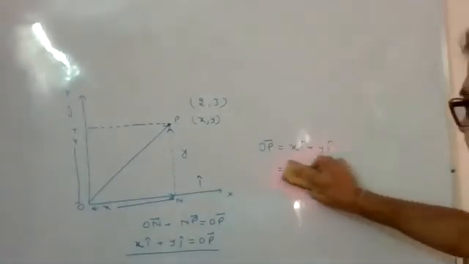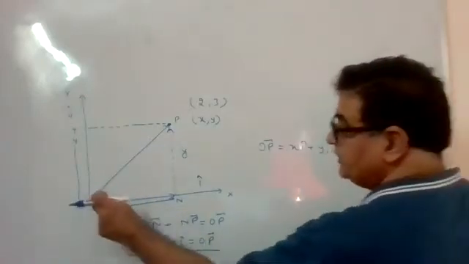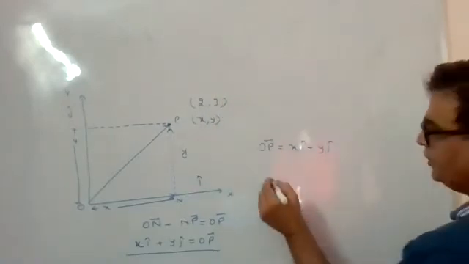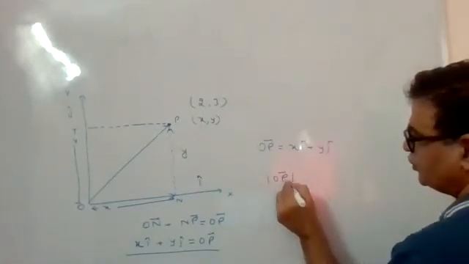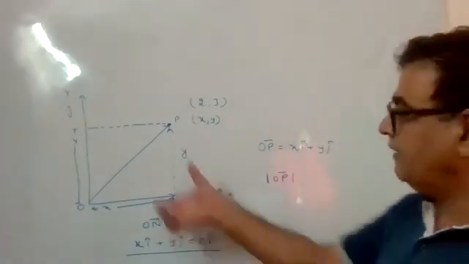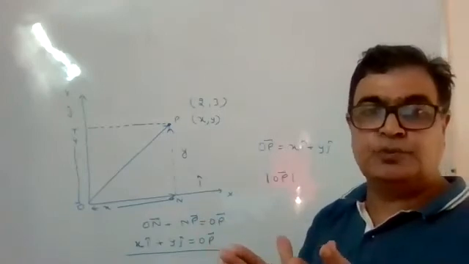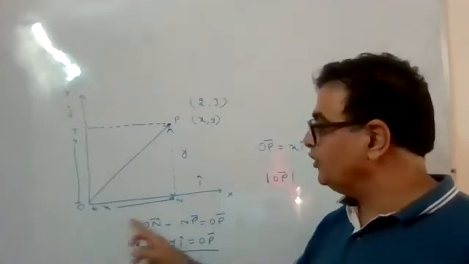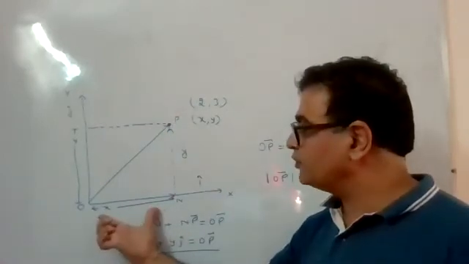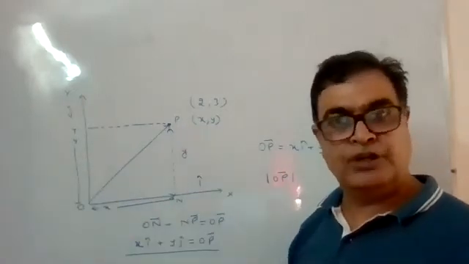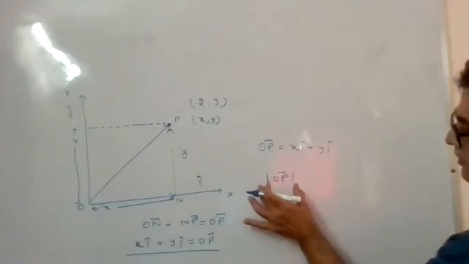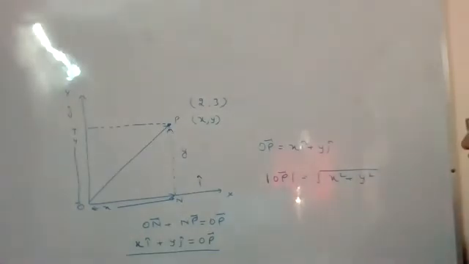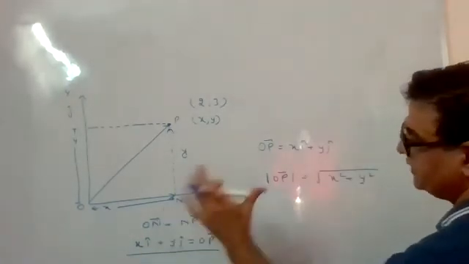One more thing to note here. This is the OP vector, which is the position of point P. If I ask you to calculate its magnitude, the magnitude of OP means the length of this. Can you get the length of this by Pythagoras theorem? We use the Pythagoras theorem, so the OP vector magnitude will be the square root of x square plus y square. So this is the magnitude of OP, and that is its representation.